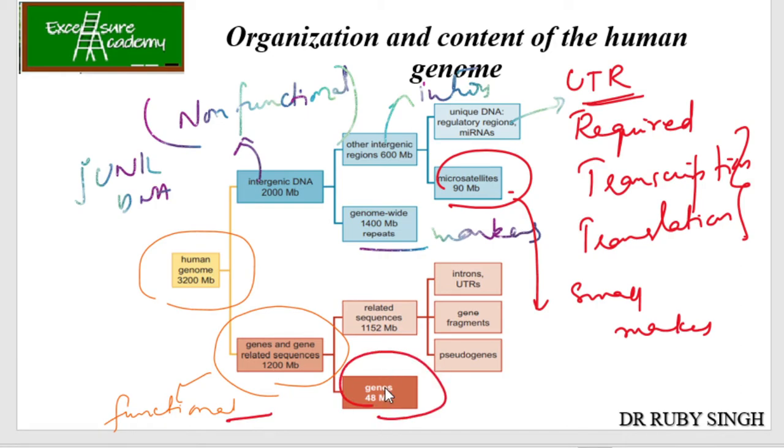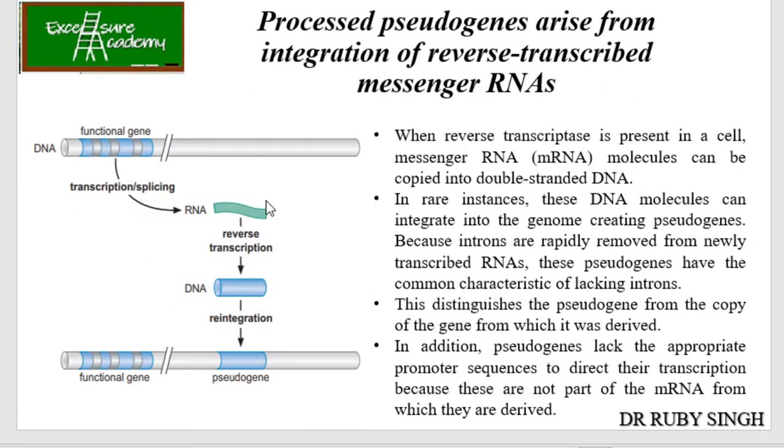Okay. Now coming to the genes, the functional part of the genome, you have got the genes which are meant to encode. Then you also have got the related sequences. So again, under the related, you have got the introns, UTRs, gene fragments, pseudogenes. So since it is just gene related, even these are present. Okay.